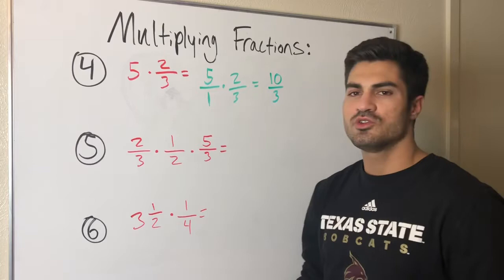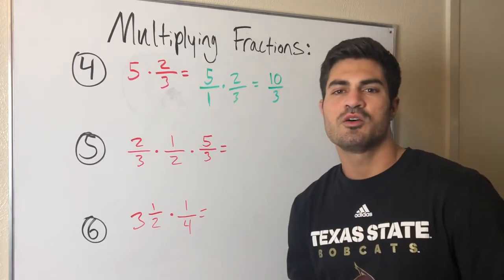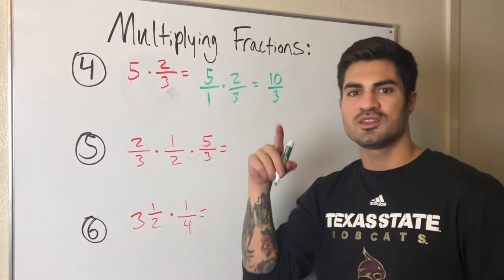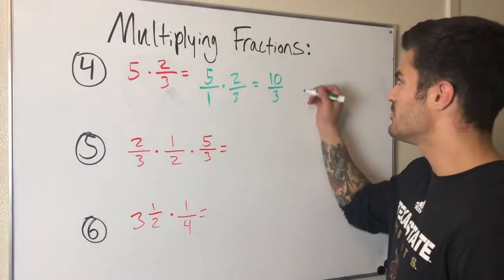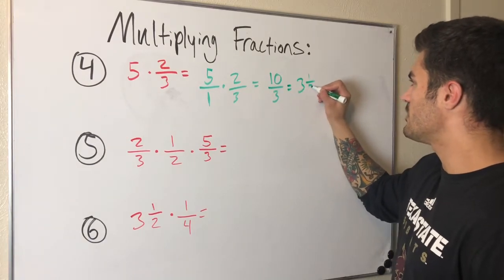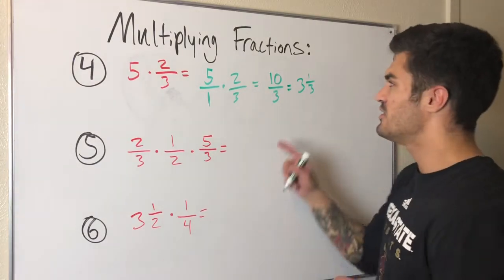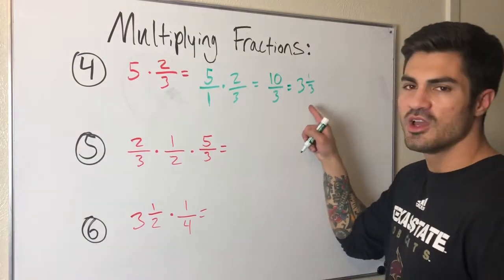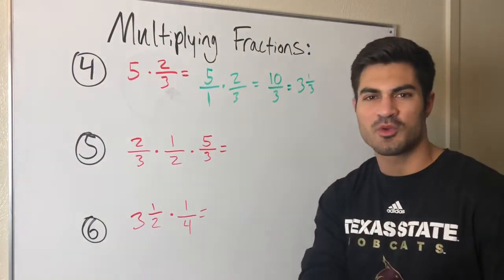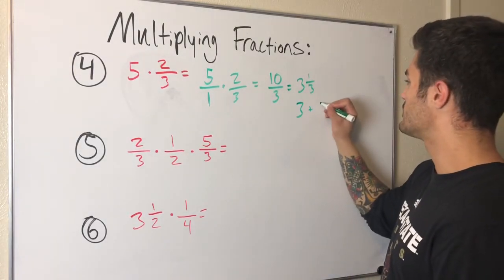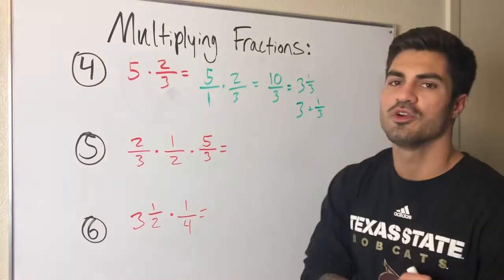And now I'm going to introduce what we call mixed numbers. This can be left as 10 over 3, an improper fraction, but this is equivalent to 3 and 1/3, right? And this is called a mixed number because we have a whole number and a fraction. What 3 and 1/3 really means is plus. So what we really have is 3 plus 1/3, right?